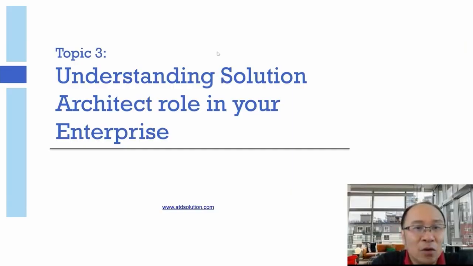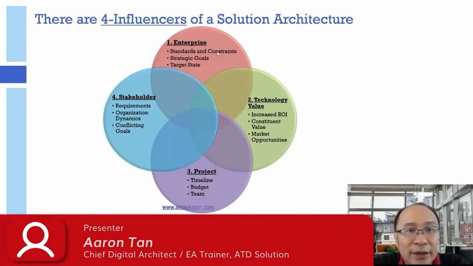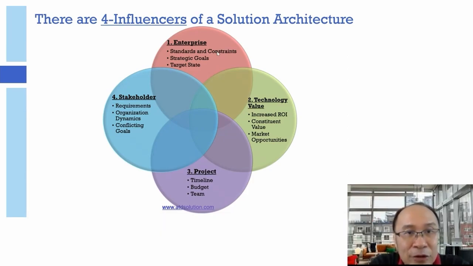So let's understand the role of solution architect in the typical enterprise. As you can see here, the first one is that they have 4 influences of the solution architecture. First is the enterprise. In every architecture, we always understand they have some factors that may influence, limit, or constrain the architecture. So for instance, this one is standard and constraint that exists today, and a strategic goal target state. So this one we need to understand. Then we can evolve our solution architecture addressing this influencer, because we cannot ignore this.